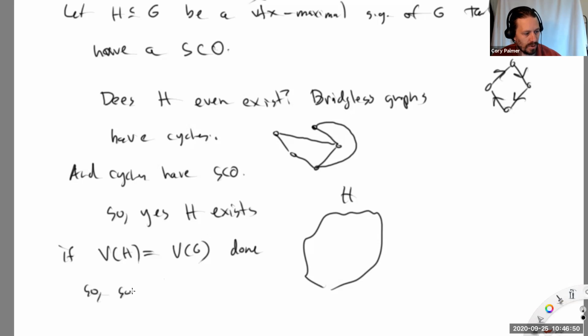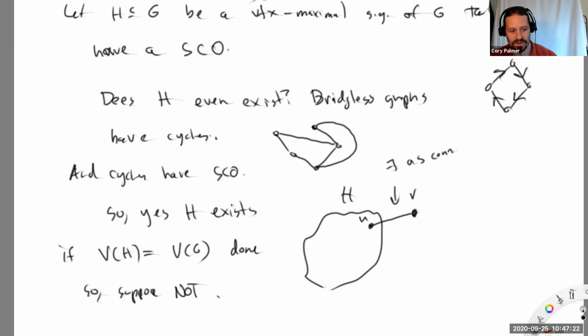So suppose not. Suppose that V of H is a strict subset of V of G. So that means there's some vertex over here. Here's H, and here's some vertex that's not in H. The graph is connected, so there's definitely an edge here. That edge of some sort exists, right? So it exists as connected.